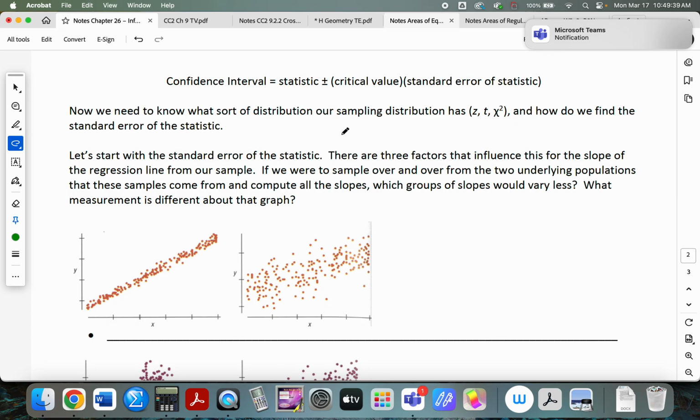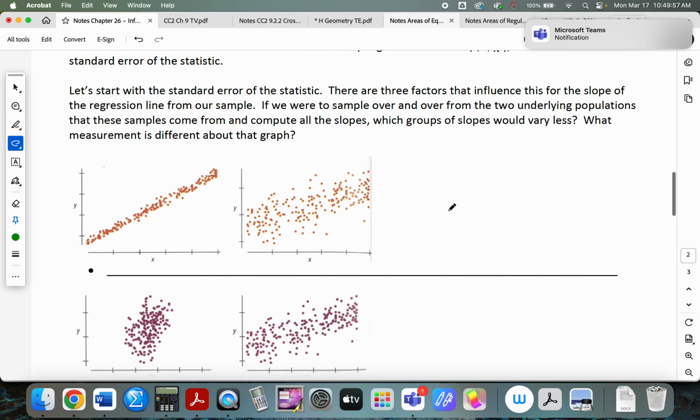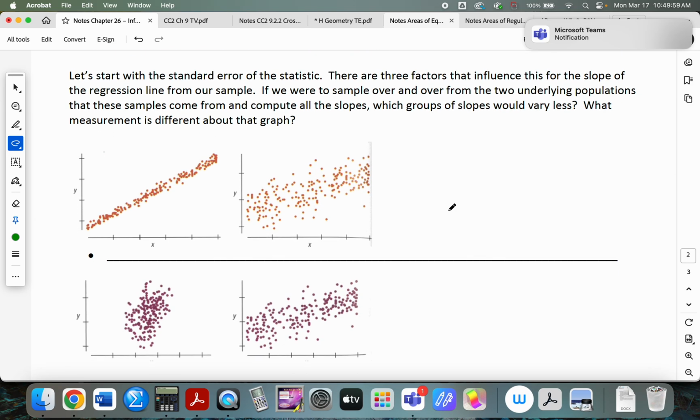So now we need to know which distribution we're going to use. Are we going to use z? Are we going to use t? Are we going to use chi-squared? So let's start with the standard error of the statistic. There are three factors that influence this for the slope of the regression line from our sample. If we were to sample over and over from the two underlying populations that these samples come from and compute all the slopes, which groups of slopes would vary less?